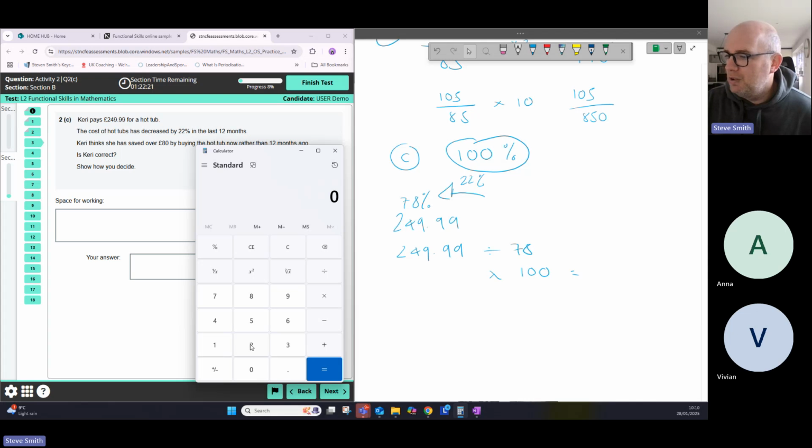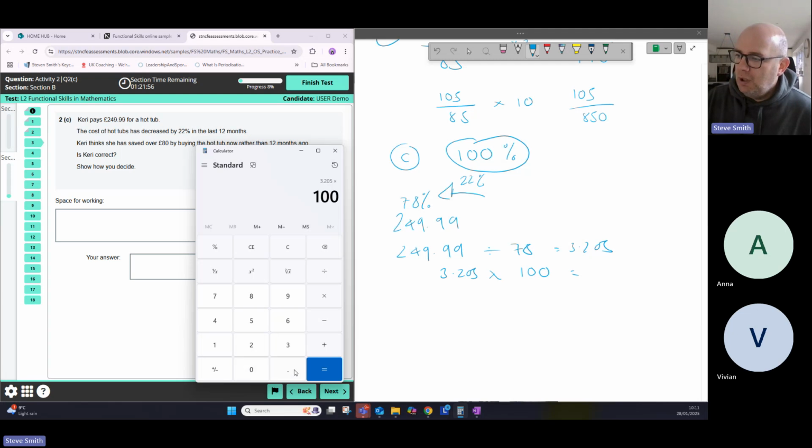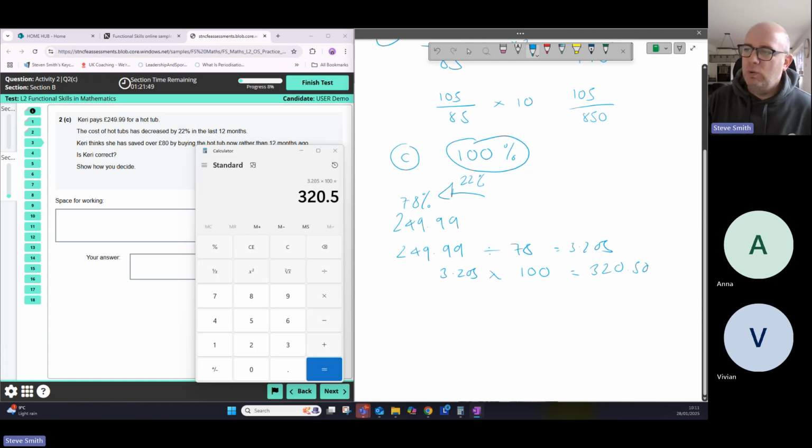So the current price is £249.99. We're dividing it by the 78% that it's worth. So equals that. So we know that 1% is 3.205. We've got 3.205 multiplied by 100. And we can see the original price for the hot tub was £320 and 50p. That's not the question, though, is it?